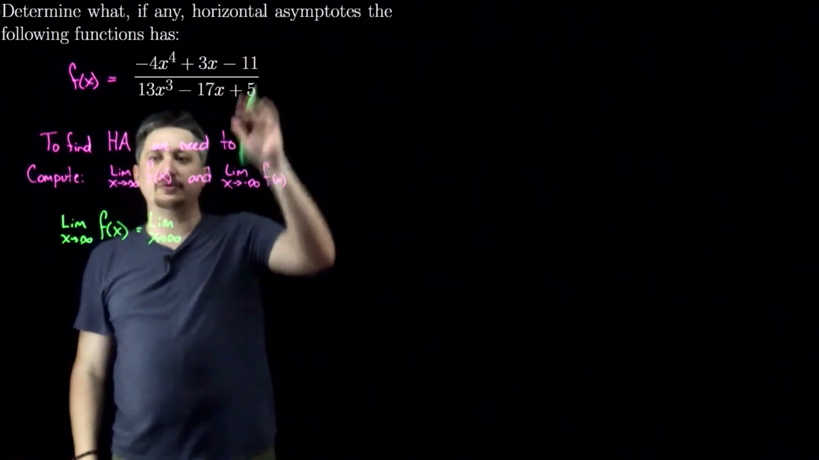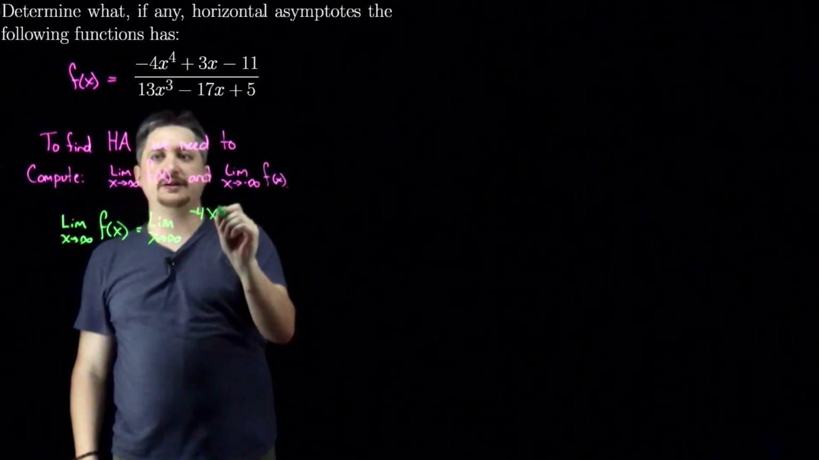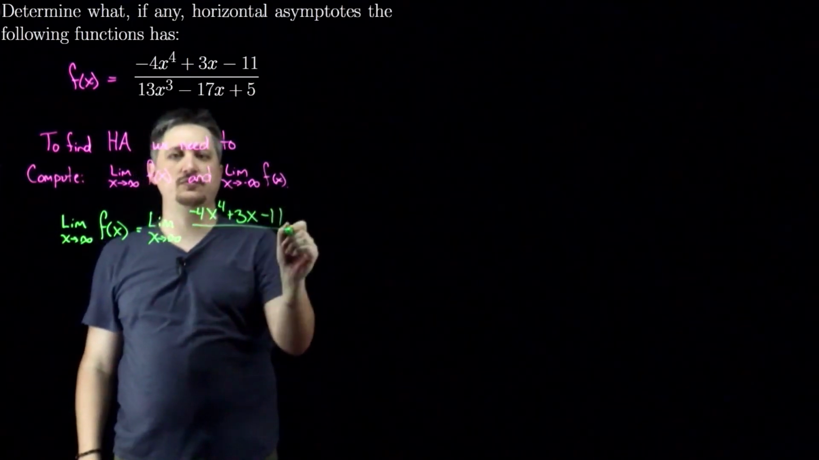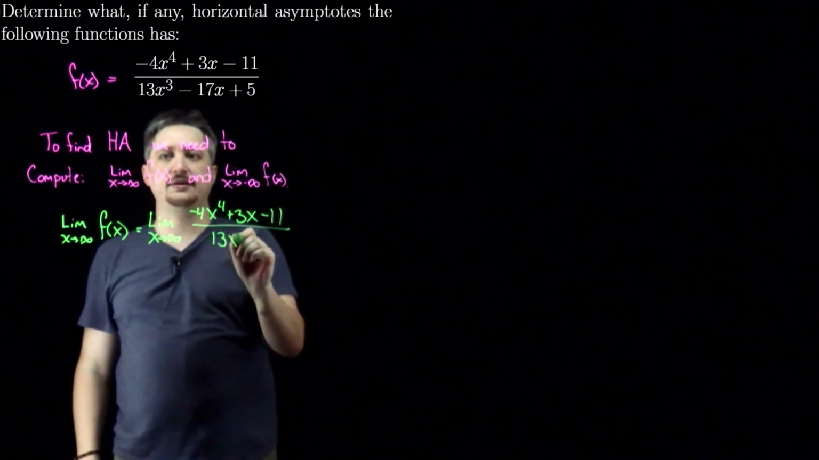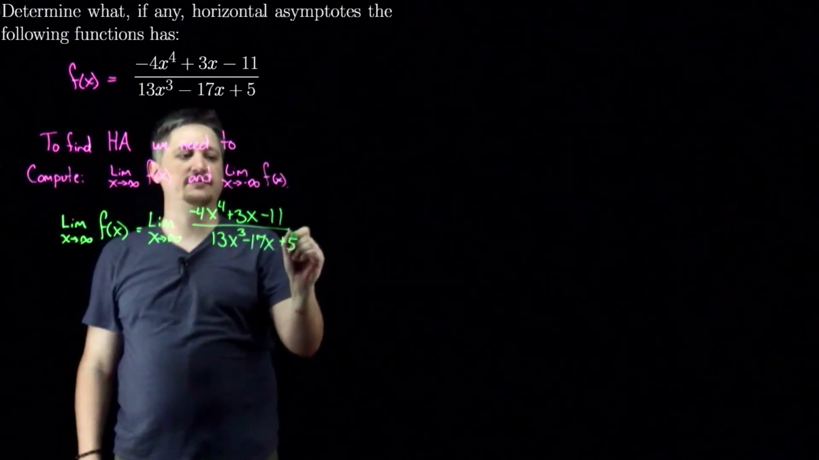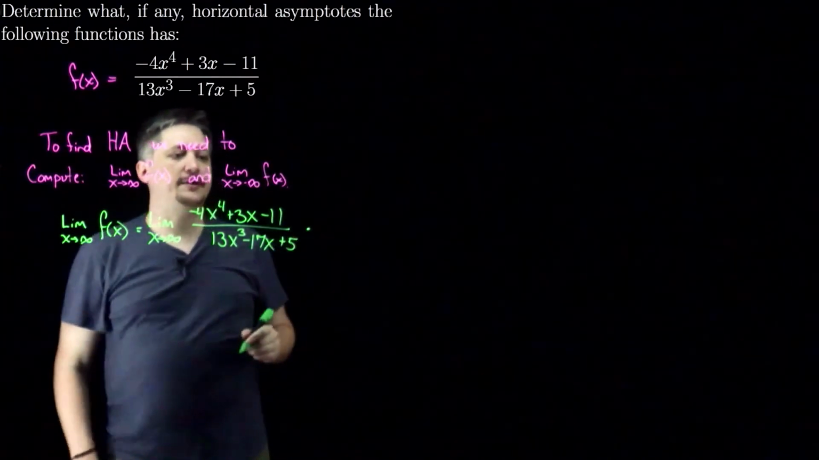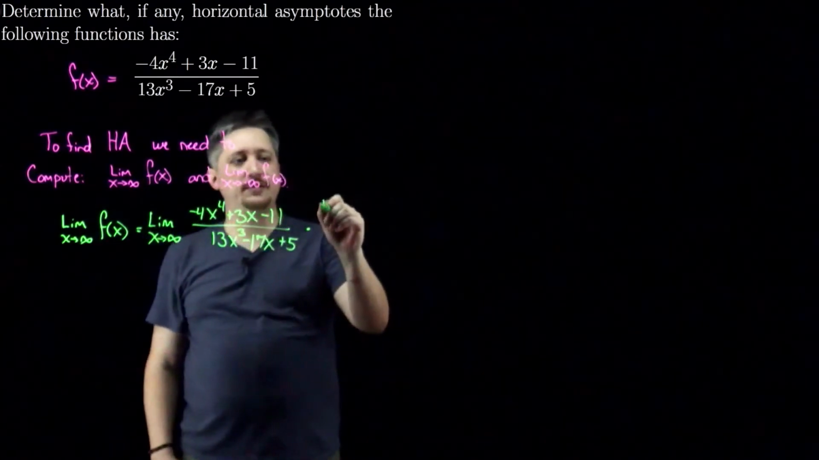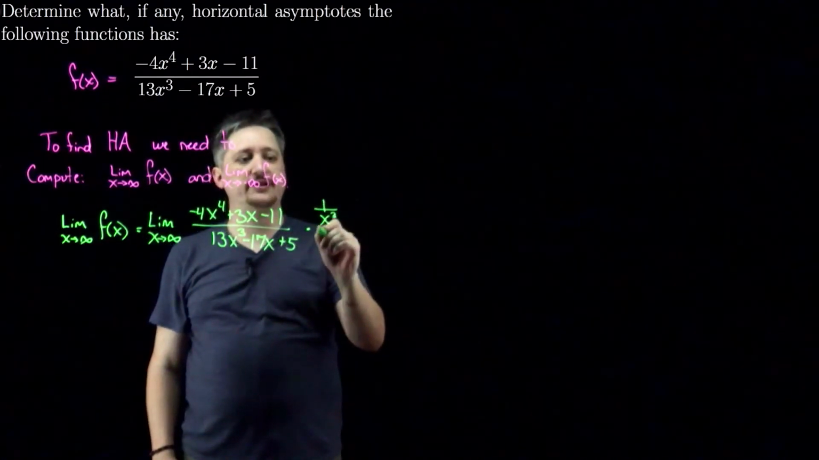I'm going to write out the original f. So I have this minus 4x to the 4th plus 3x minus 11 over 13x cubed minus 17x plus 5. But then I want to divide the top and bottom by x cubed. I'm going to do that by multiplying the top and bottom by 1 over x cubed.